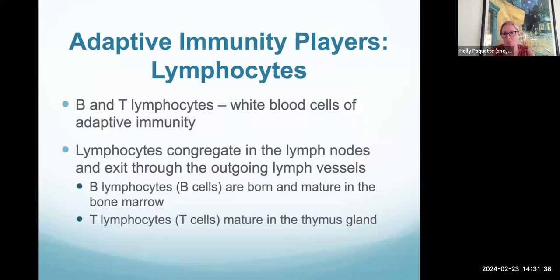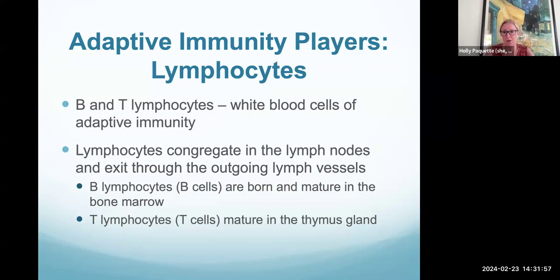So let's talk about what are the big players, who is involved in this response. And as I said, there are 2 types of cells. We have what we call our B cells and T cells. They're both considered lymphocytes, so we find them in our lymph tissue. And they're just white blood cells that make up part of our adaptive immunity.